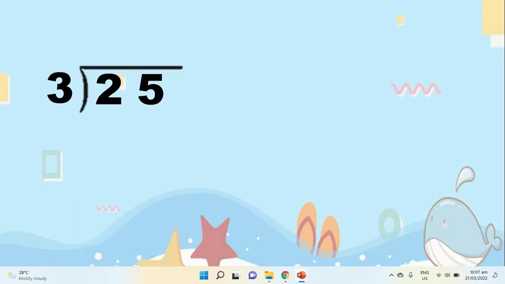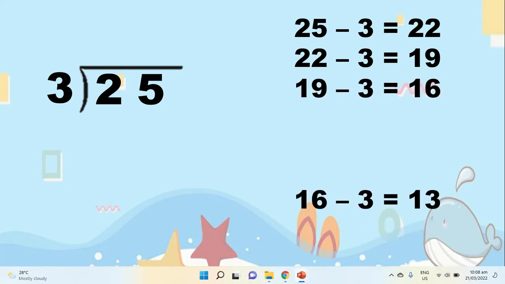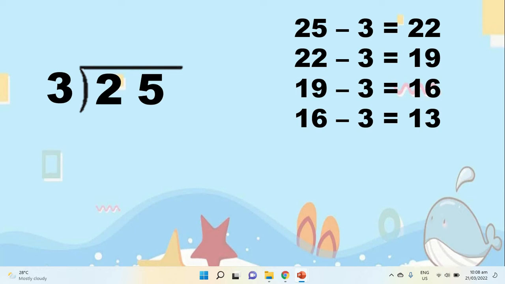Okay, another example. We have here 25 divided by 3. The first thing we will do is the repeated subtraction. So 25 minus 3 is equals 22. 22 minus 3 is equals 19. 19 minus 3 is equals 16. 16 minus 3 is equals 13. 13 minus 3 is equals 10.